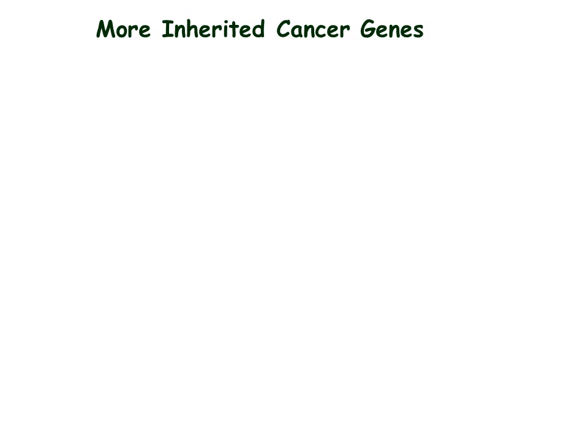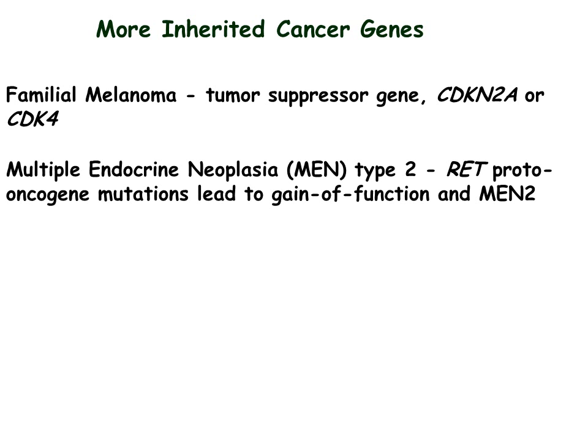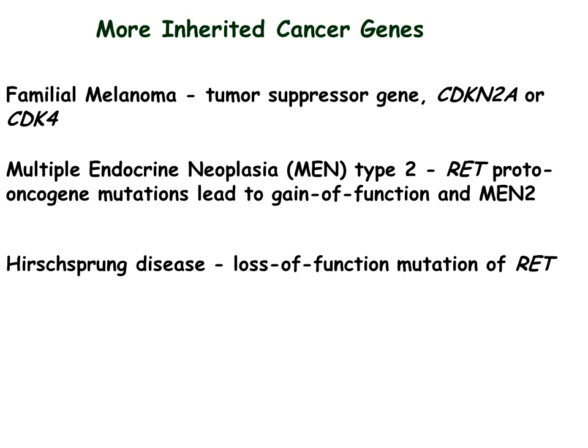There are more inherited cancer genes. Familial type of melanoma, again, it's a tumor suppressor. Multiple endocrine neoplasia type 2. This is a RET proto-oncogene, a gain of function in this one. Hirschsprung disease, a loss of function mutation. And many more. There's been about 30 more, and of course you're not going to have to know all of them.